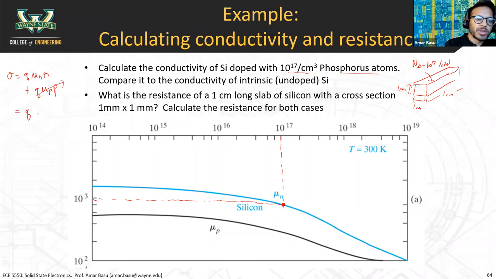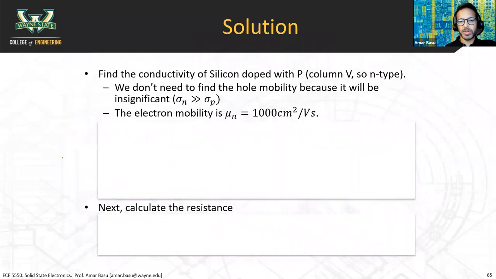So this is going to be q, which is, sorry, let's just do q is 1.6 times 10 to the negative 19 coulombs. Mobility is 1,000 centimeter squared per volt second. And then the electron concentration is just 10 to the 17th. It's the same as the doping concentration. All right. So rather than write all this out, I'm just going to show you the solution on the second slide here because I've already written it out.